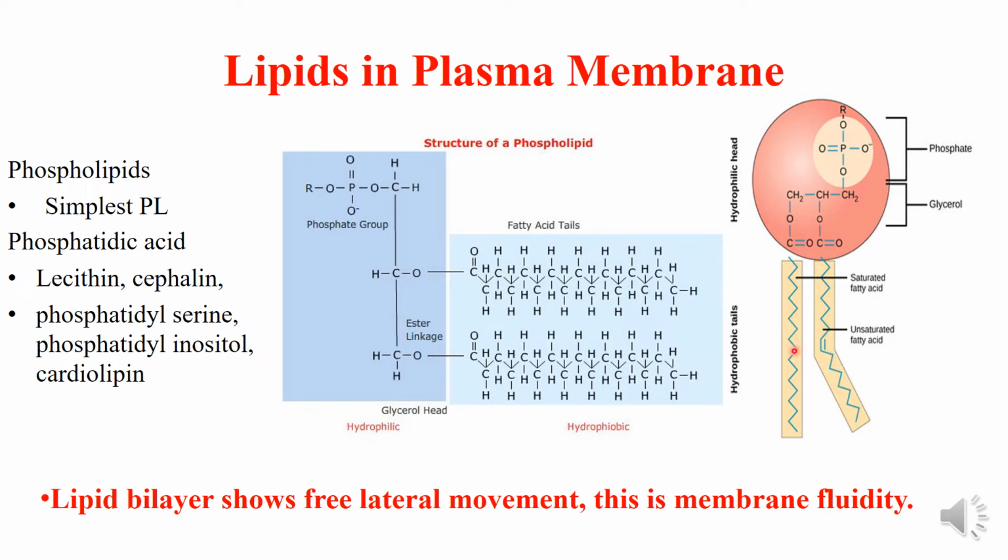And the tail region contains two fatty acid chains. The fatty acids may be saturated or unsaturated. Because of unsaturation, there is a slight angle in the chain, and this is known as the kink. You can see one double bond here. Now this lipid bilayer shows free lateral movement, and this lateral movement is known as membrane fluidity.